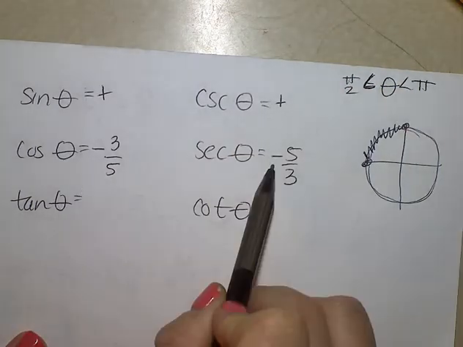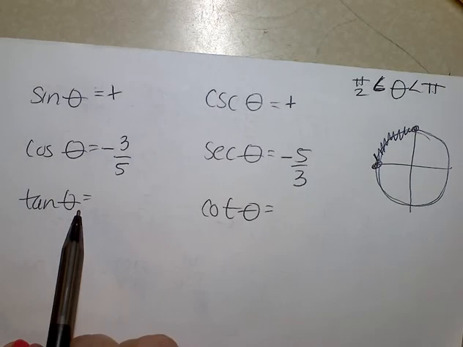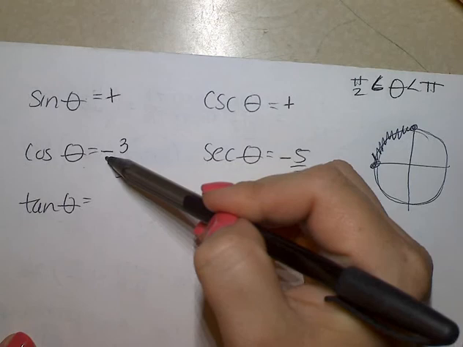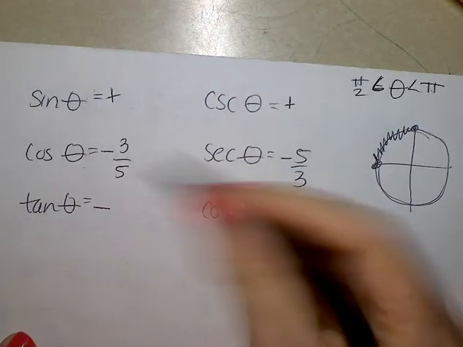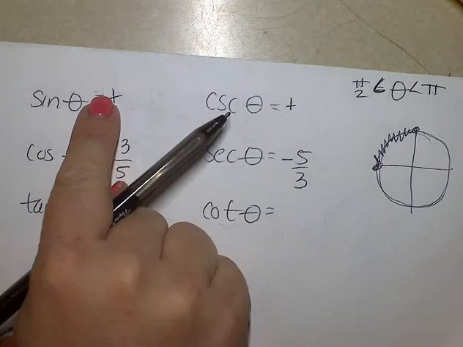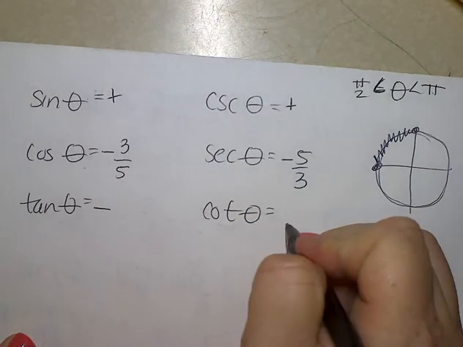Both negative. So ready? Let's talk about tangent. Tangent is sine divided by cosine. What's a positive divided by negative? And cotangent is cosine divided by sine. What's a negative divided by positive? A negative.